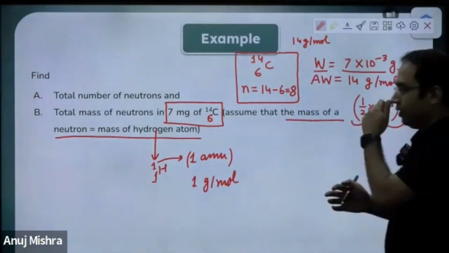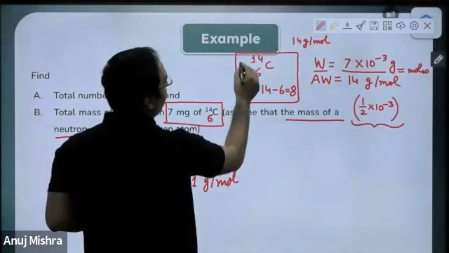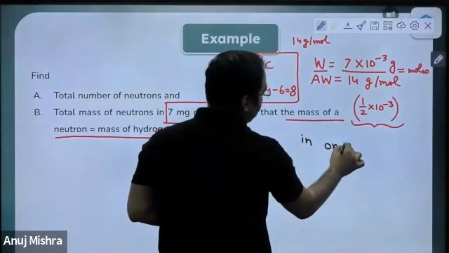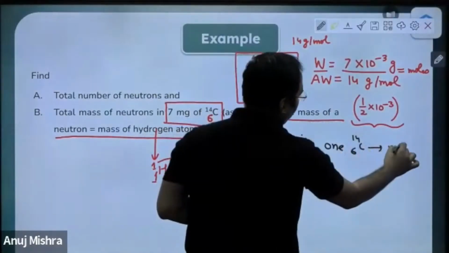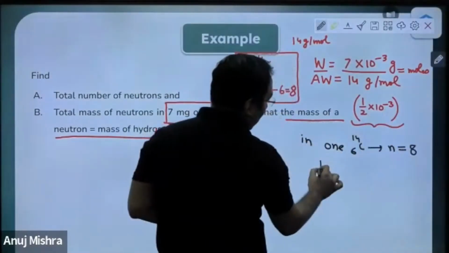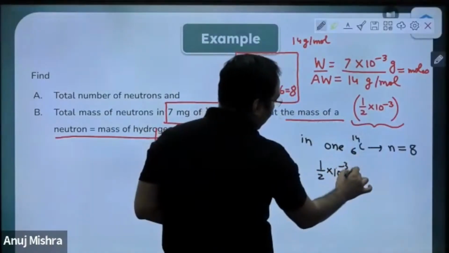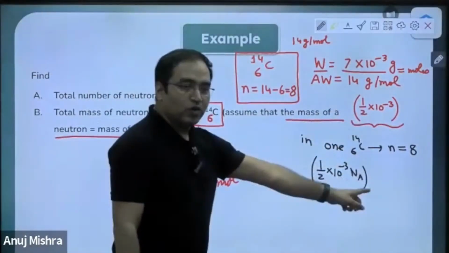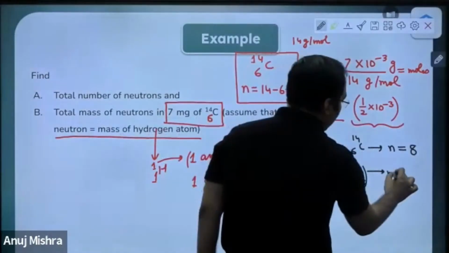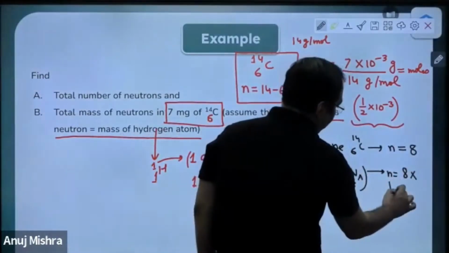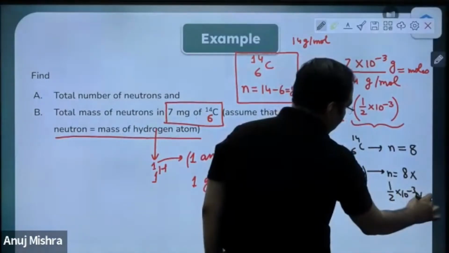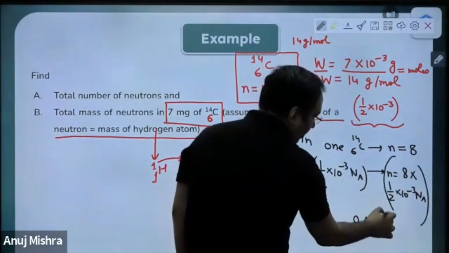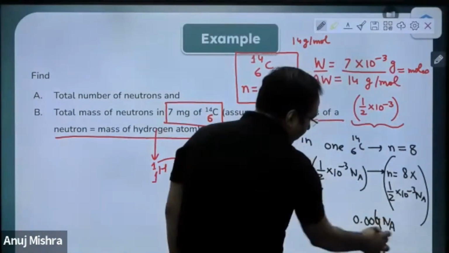So just come to this question. In 1 unit, how many neutrons are there? In 6C14, we have neutrons equal to 8. So half into 10 power minus 3 into Na, because remember, this is moles. Into Na karoge to numbers aayenge. How many units will be there? 8 multiplied by half into 10 power minus 3 into Na, which is how much? 0.004 Na. कर लेंगे?